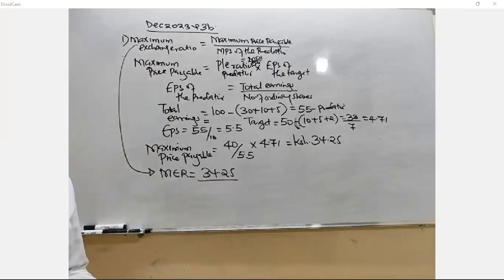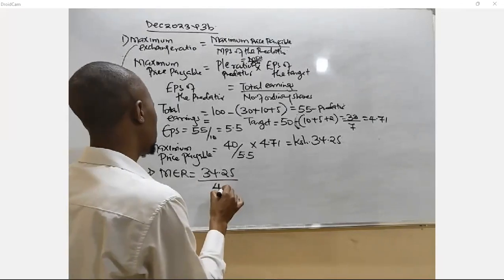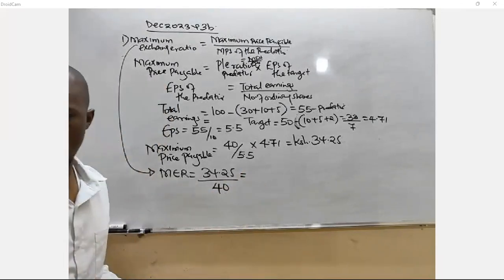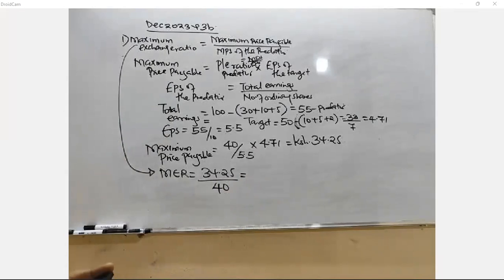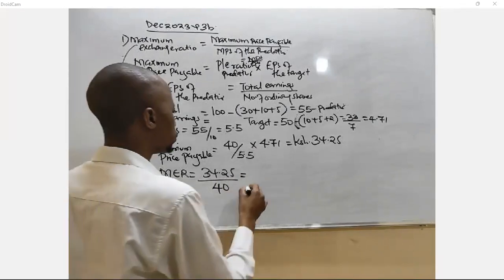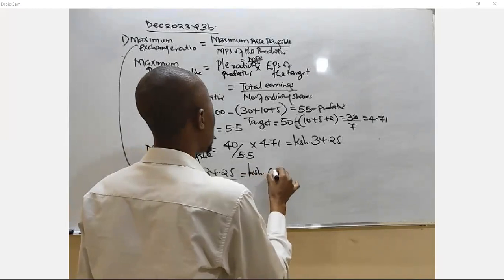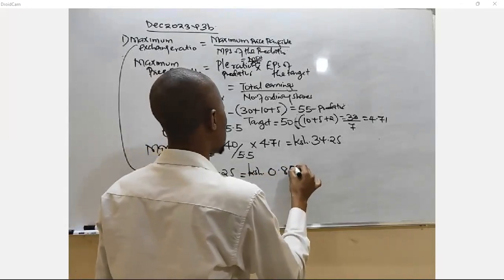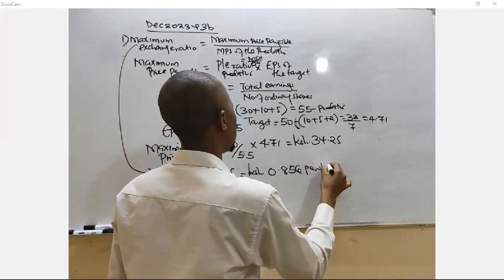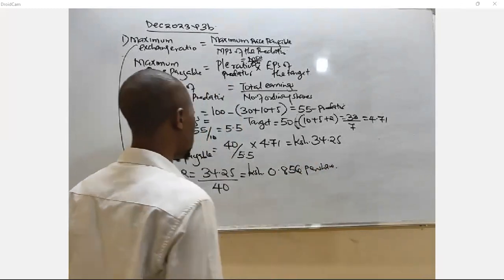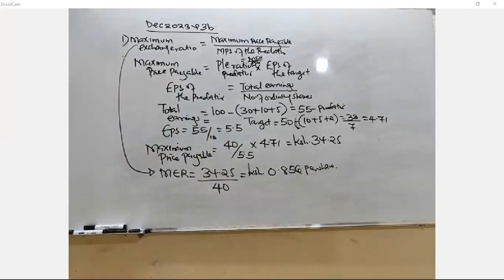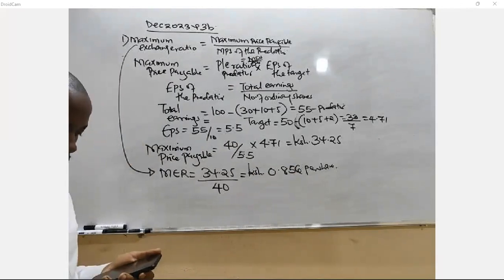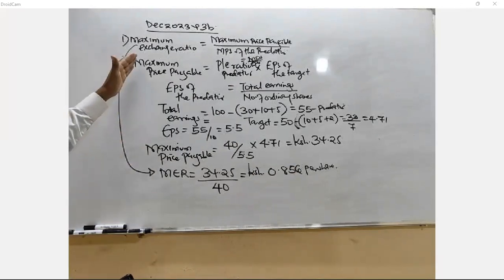The maximum price per share of these people should be 40 shillings. So how much is this? What is the maximum price payable? We say it should be 0.856 per share. 0.856. Anyone who has not understood, you can raise your hand.